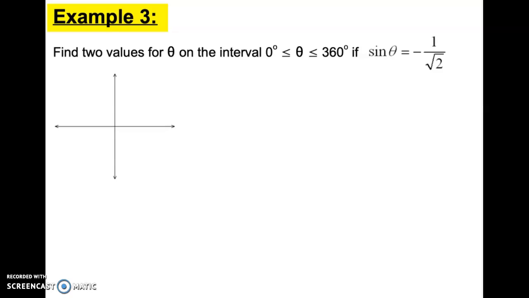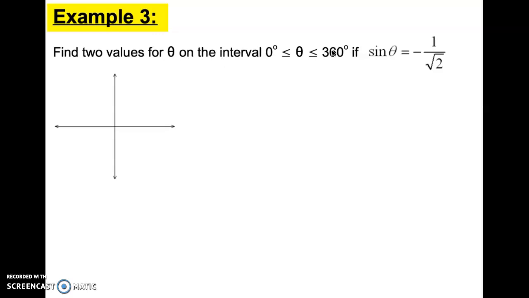Example 3 is: find two values for theta on the interval between 0 and 360 degrees if sine theta equals -1 over root 2. Another way to state this question would have been to say simply, solve the equation sine theta equals -1 over root 2 within the first cycle, or between 0 and 360 degrees. So they didn't actually have to tell us that there was two answers. We would have to know that based on the CAST rule and special triangles.